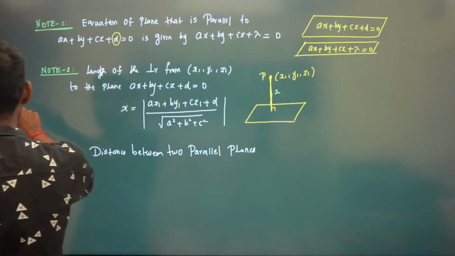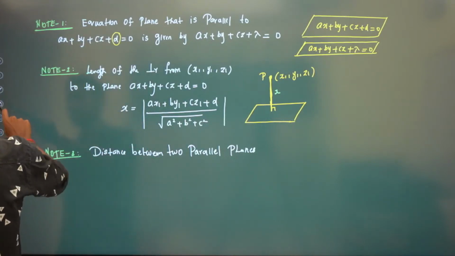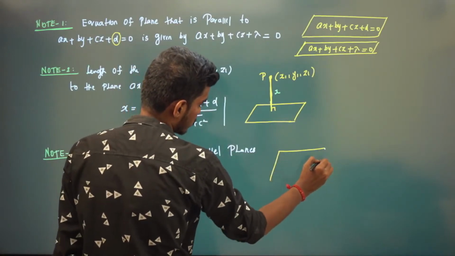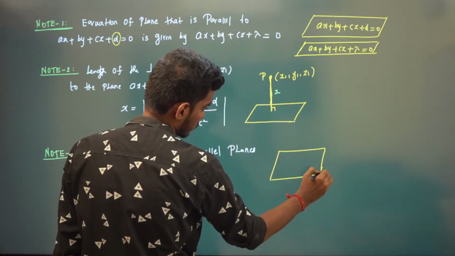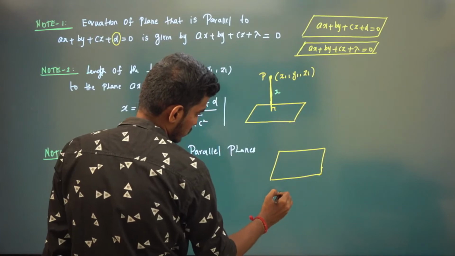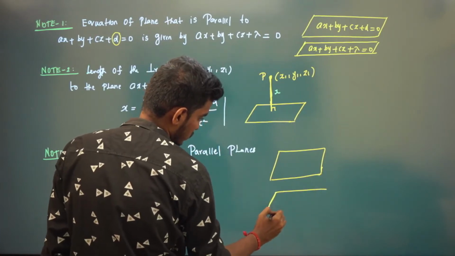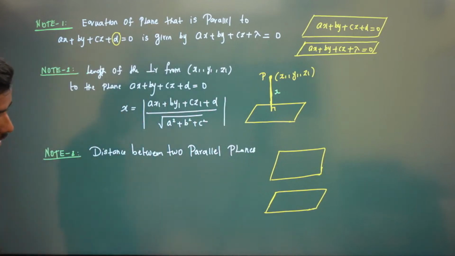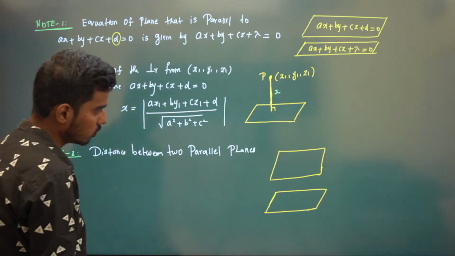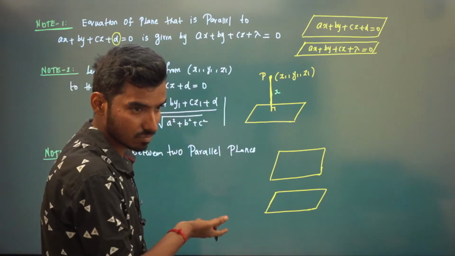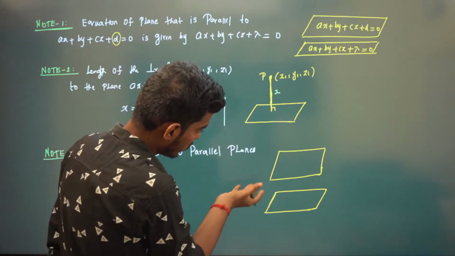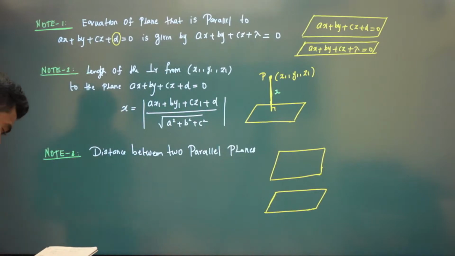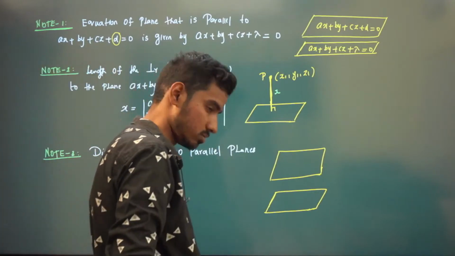So we have two planes, and I'm going to find the distance between them. You just have to visualize in 3D, not in 2D. So I'm going to find the distance between the two parallel planes. That is given by the formula.